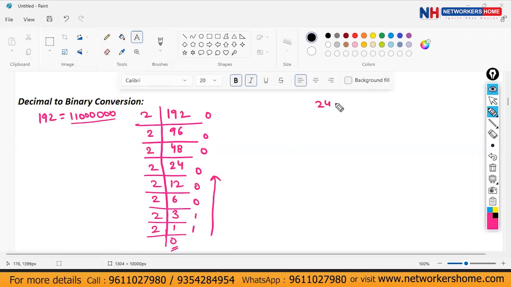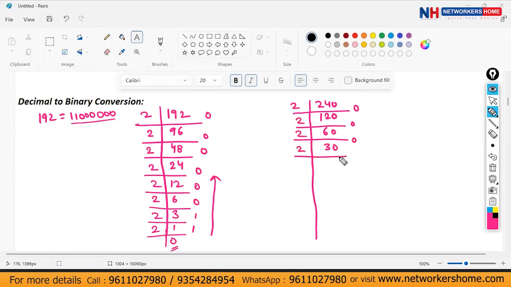Let's say we want to calculate 240. Divide with 2, 120, no remainder. Again divide with 2, 60, no remainder. Again divide with 2, 30, no remainder. Again divide with 2, 15, no remainder. Divide with 2, 7, there is a remainder. Divide with 2, again a remainder. Divide with 2, again a remainder. And divide with 2, we have a remainder. So the binary value of 240 is going to be 11110000. Is it clear? Easy.